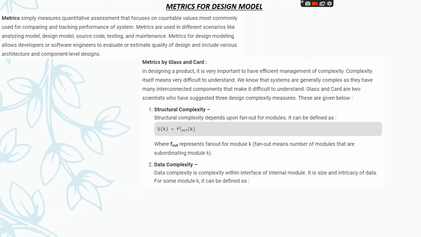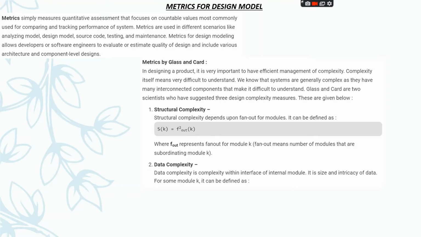Fan out here means the number of modules that are subordinate to module k. So it can be defined as S(k) = f_out(k) squared, where f_out represents the fan out of module k. The second one is data complexity. Data complexity is the complexity within the interface of an internal module. So it is the basic size and the intricacy of the data.